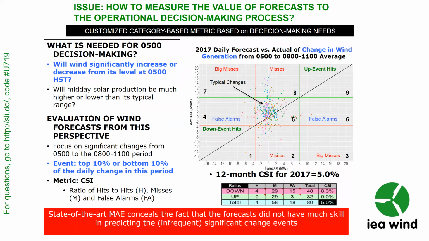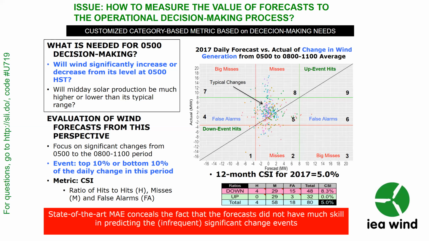And on that slide, we can see that the important question from a wind point of view is, will the wind significantly increase or decrease from 5 a.m.? So we know what we have. So the operators look and say, I know what the wind's producing now. Is it going to go up or down a lot? And the same thing with solar. Am I going to have a typical day, or is it going to be much higher or lower than what I typically get in that midday period?